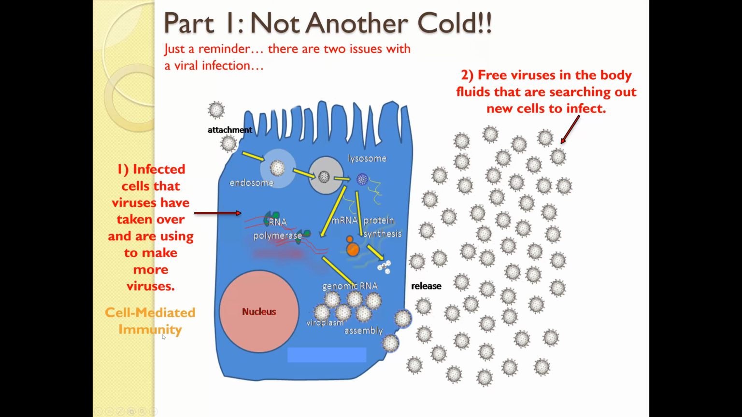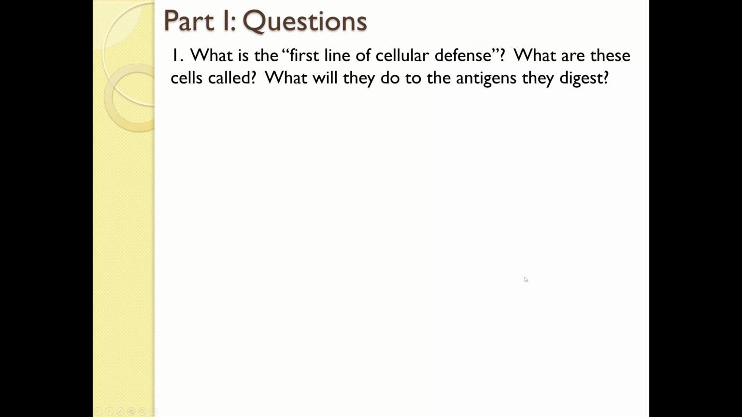We have cell-mediated immunity to find and take care of these viral infected cells. And then we also have antibody-mediated immunity, which will help us to clean up the free viruses in the bodily fluids. So number one, what is the first line of cellular defense? What are these cells called, and what will they do to the antigens they digest?